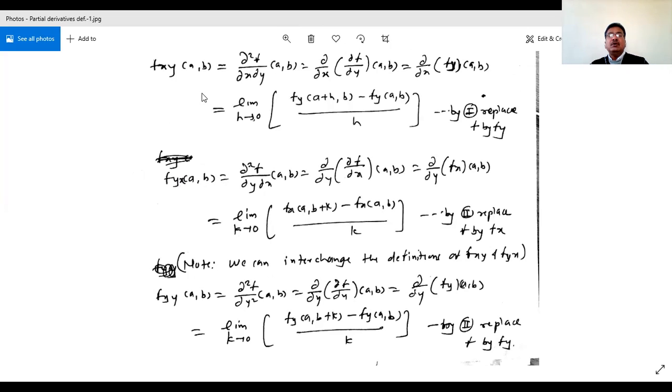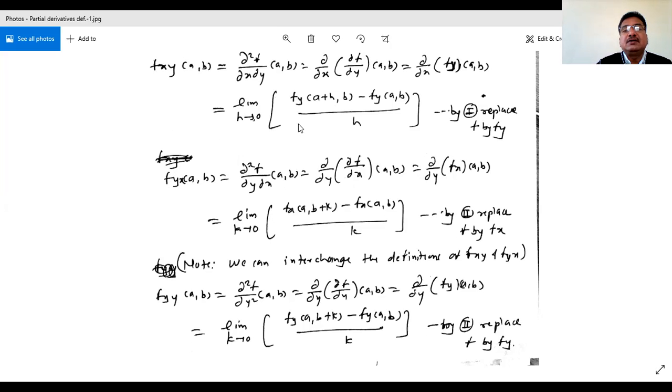Okay. So sometimes the meaning of fxy is the derivative of fy with respect to x. But if we take the fxy in this fashion, that the derivative of fx with respect to y, then this is the definition of this fxy. And this is also taken as a derivative of fy with respect to x. Then this is the definition.